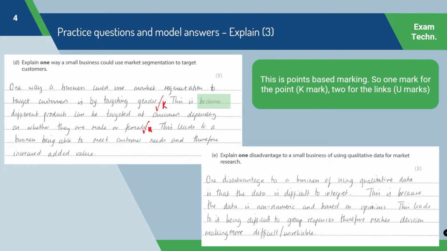This is a disadvantage question, and we need to show in the answer that we understand what qualitative data is. So let's have a look. One disadvantage to a business of using qualitative data is that the data is difficult to interpret. That gets us a point, 1 mark for knowledge, because you are showing understanding of a potential problem with qualitative data. The student then says this is because the data is non-numeric and based on opinions.